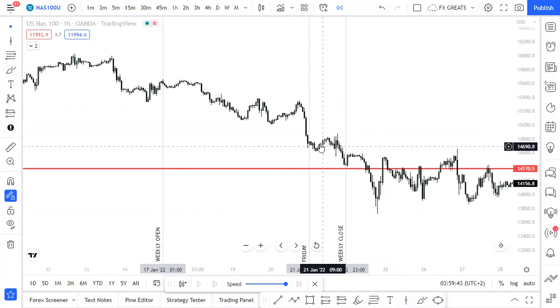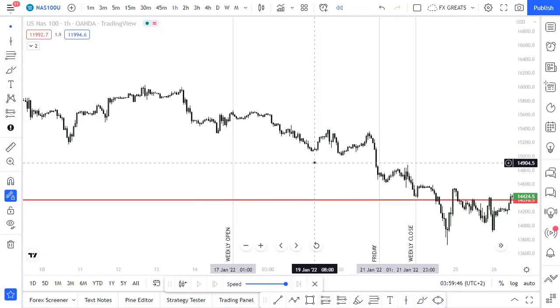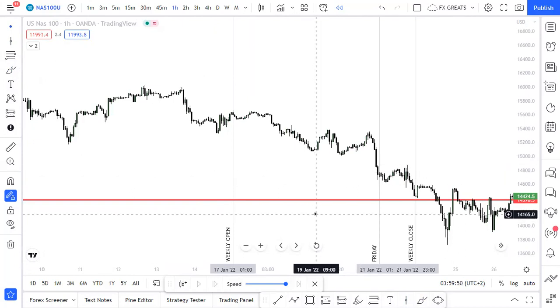And then on Friday, check what happened on Friday. Liquidity lies between old highs and old lows, and also previous daily highs and previous daily lows. I hope you are listening to what I'm saying. Liquidity lies between old weekly highs, old weekly lows, old daily lows and old daily highs, and also the session highs and lows.